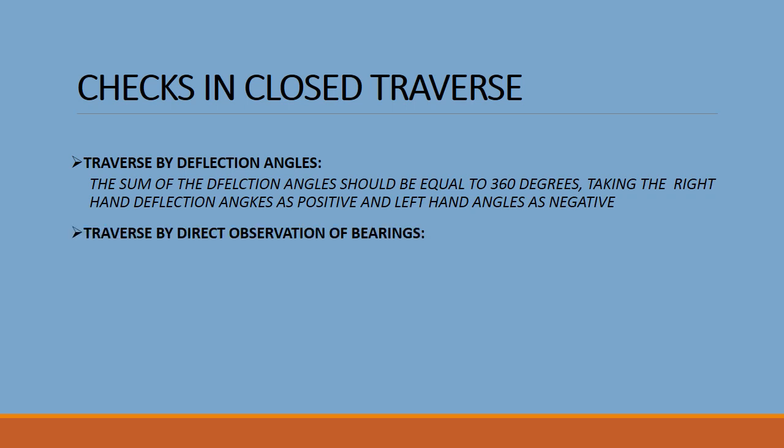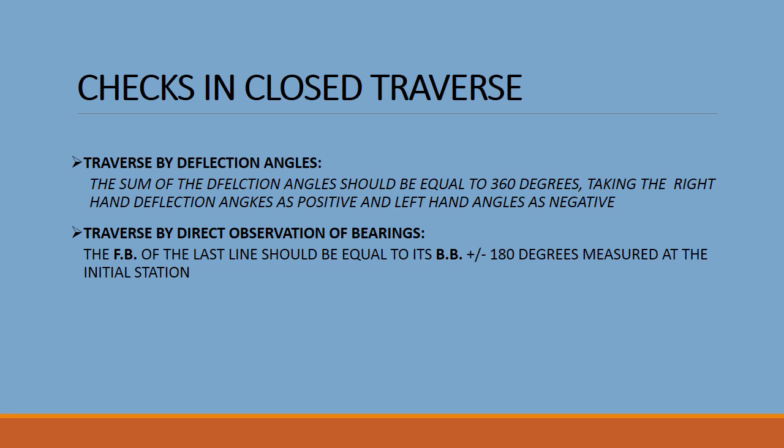Now traverse by direct observation of the bearing. How is it done? Let us see. The forebearing of the last line should be equal to its back bearing plus or minus 180 degrees, measured at the initial station. This is the relation that we should follow. We have to check at the initial station whether the forebearing of the last line is equal to the back bearing plus or minus 180 degrees.